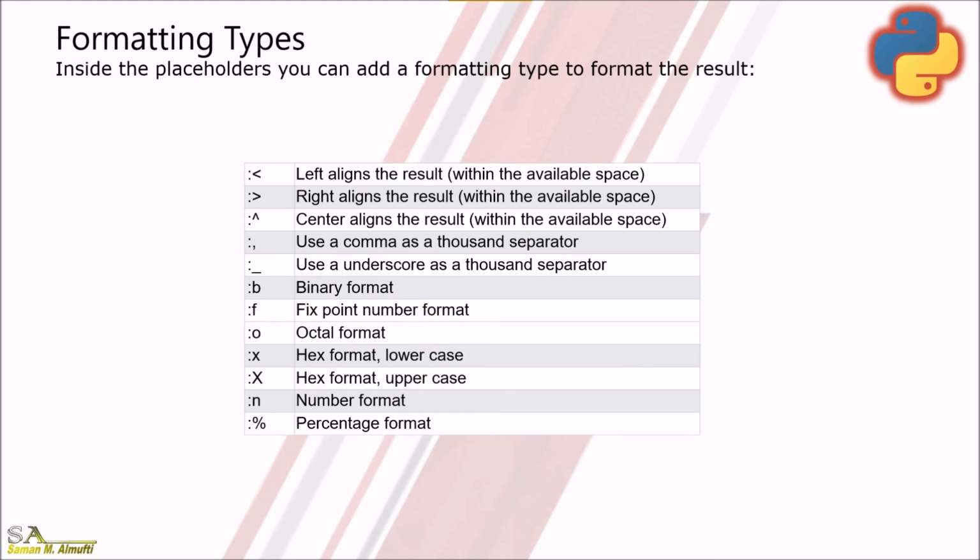Inside the placeholder we can add a format type. For example, colon less than, colon greater than, colon B, colon O, colon F, colon X. For example, the binary. Colon B is used to convert from a decimal number to a binary number. Colon F, floating point. Colon O, converting to octal. Colon X to hexadecimal.